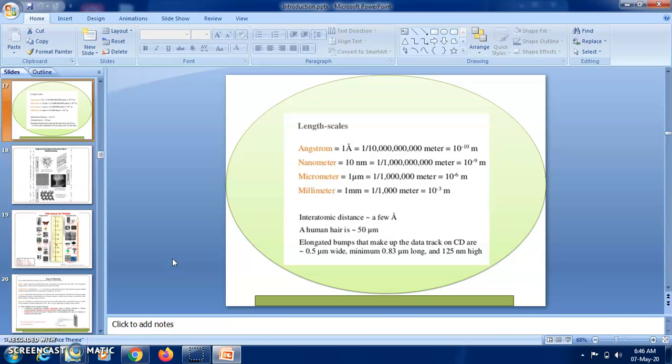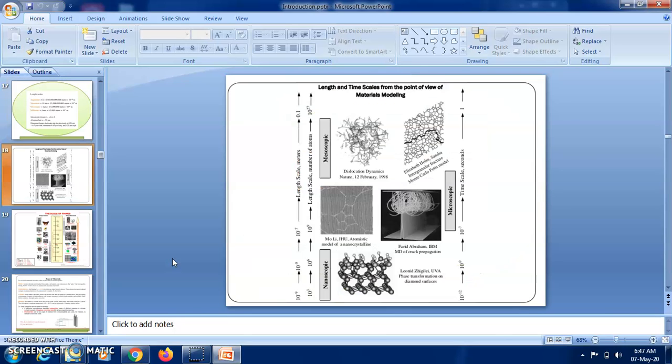Here it indicates that the hair is 50 micrometers, meaning diameter and length. The elongated bumps that make up the data track on a CD are 0.5 micrometer wide and a minimum of 0.83 micrometer long. Similarly, here the length and the time. This slide shows the length and time scales from the point of view of material modeling, creating the nanomaterial from the various scales.